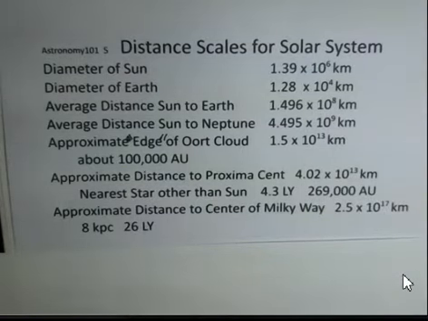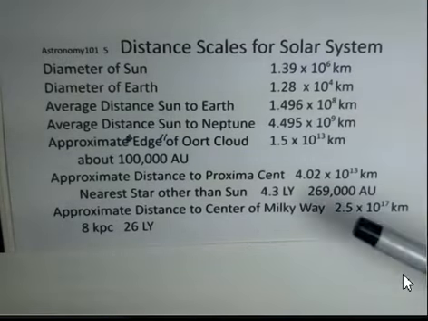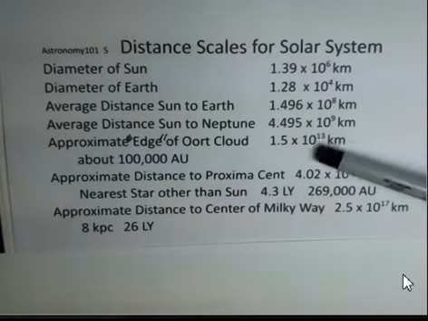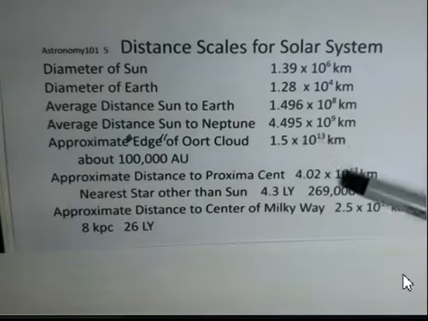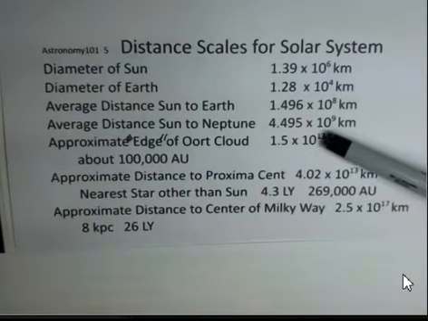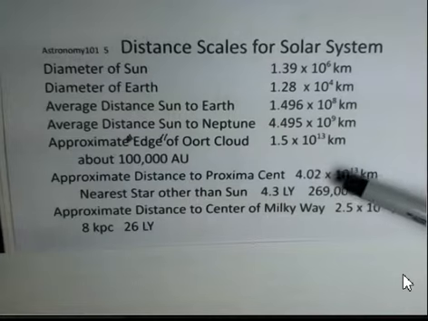Approximate distance to the nearest star other than the Sun, that would be Proxima Centauri: 4.02 times 10 to the 13th kilometers. Notice that the outer reaches of the Oort cloud is the same order of magnitude as the distance to the nearest star. Our Sun gravitationally controls a volume of space that roughly is halfway to the nearest star.